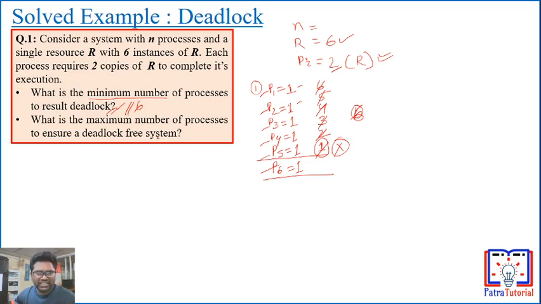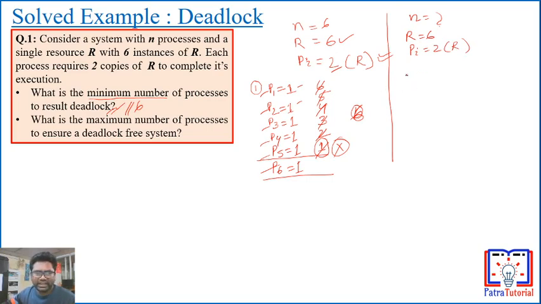What is the maximum number of processes to ensure a deadlock free system? Maximum number of processes, right? So now we have to maximize the number of processes. Again, let me write here, we have to find out n. Here r was 6, and now r is 6 again, and each process needs 2 instances of r to complete their execution, and we have to find out the maximum number of processes to ensure deadlock free system.